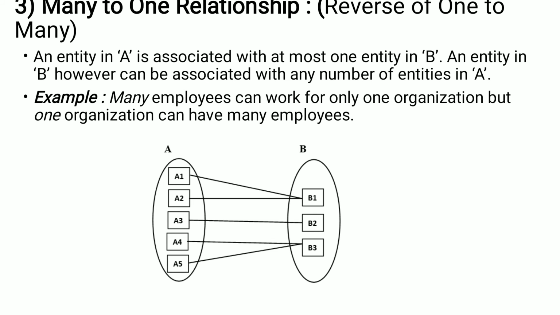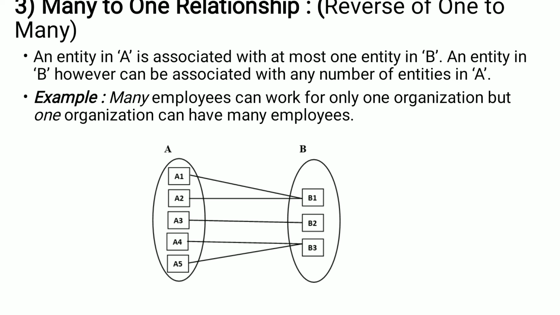The third one is the many to one relationship. An entity in A is associated with at most one entity in B. An entity in B, however, can be associated with any number of entities in A. For example, many employees can work for only one organization, but one organization can have many employees.